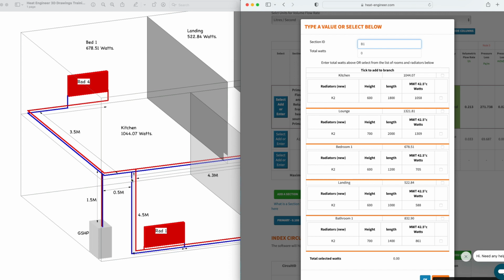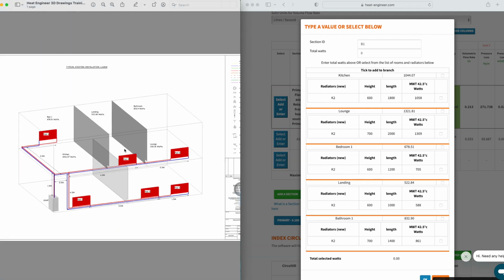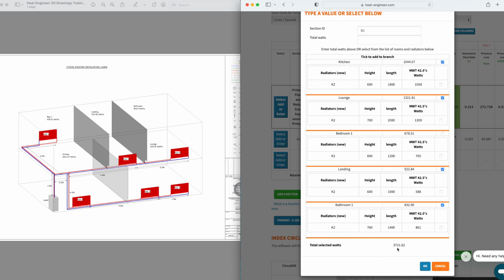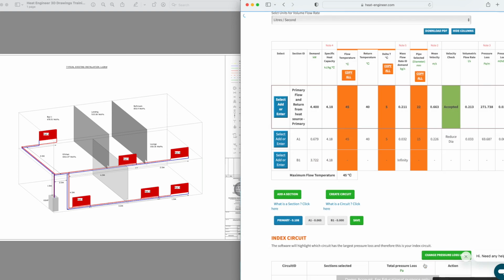Well, it's taking everything. If I click on that and zoom out again, it's taking all of those 5 radiators, or actually I'm going to just make this 1 radiator when we move forward, but it's taking all of those 5 radiators, or 4 radiators as we're going to say, and lose that one. So all we've got to do over here is not take bedroom 1, as you can see. So we leave bedroom 1 out of it. We've got the kitchen, the lounge, missing out the bedroom, we've got the landing, and we've got the bathroom. So we've got 3.7 kilowatts that it's taking. So we click on that.